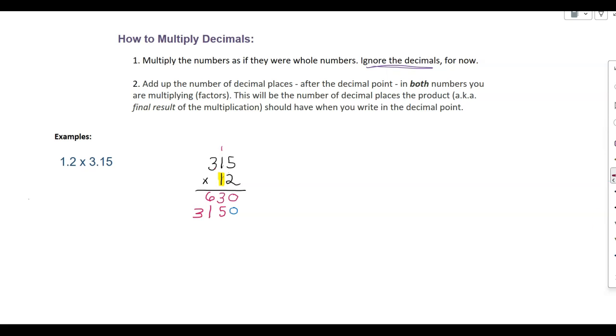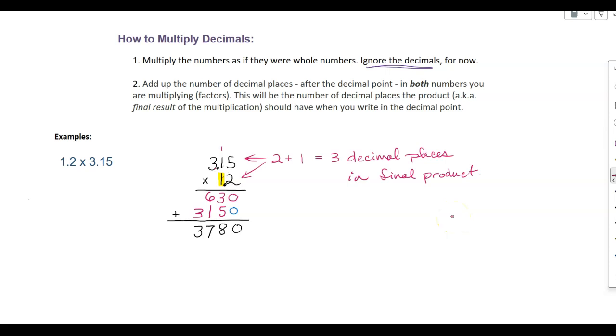So I am now going to add all these partial products up, right? 0, 0. Keep the zeros like this until you have placed your decimals. So it's important that you use those and keep them. All right, 5 plus 3 is 8, 6 plus 1 is 7, 3 just gets carried down. Now we need to add up the decimal places. Let's put our decimals in. We have 1.2 and 3.15. There are 3 decimal places that we'll put in our final product. So we'll start here and we'll go 1, 2, 3. That is where your decimal point will go.